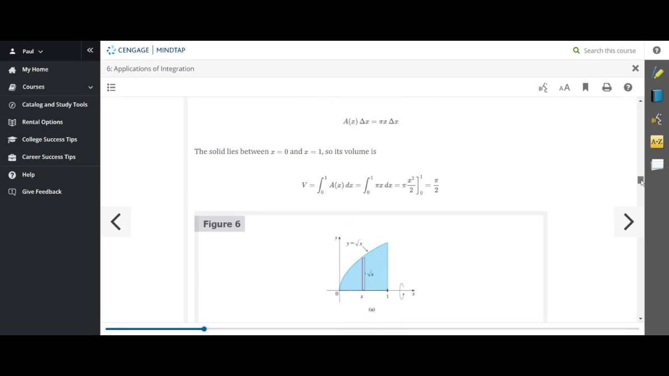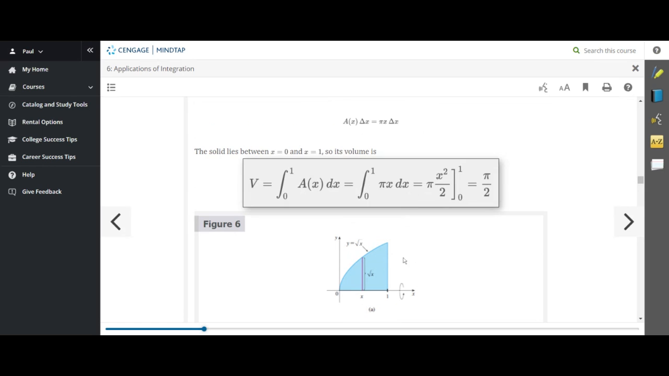And then of course the volume would just equal the integral from 0 to 1 of pi times the square root of x squared, which is pi times x dx.